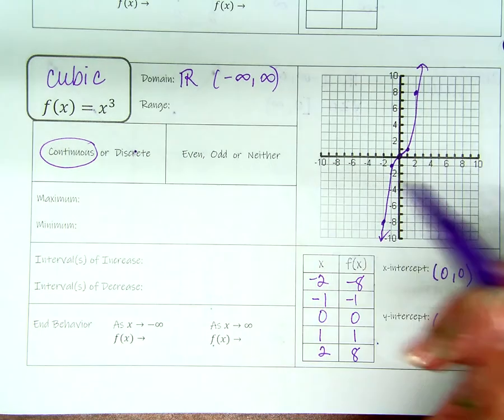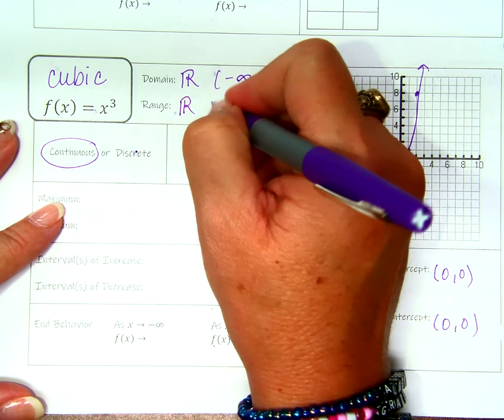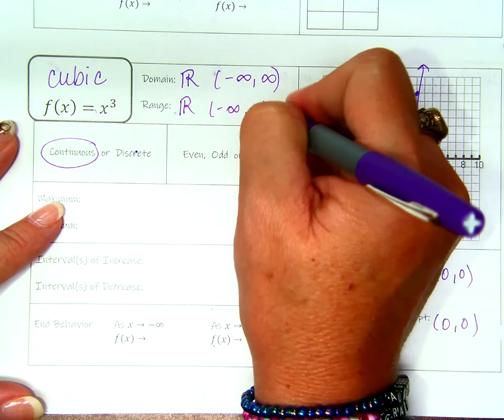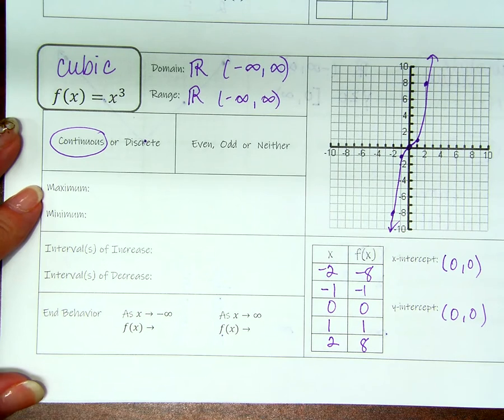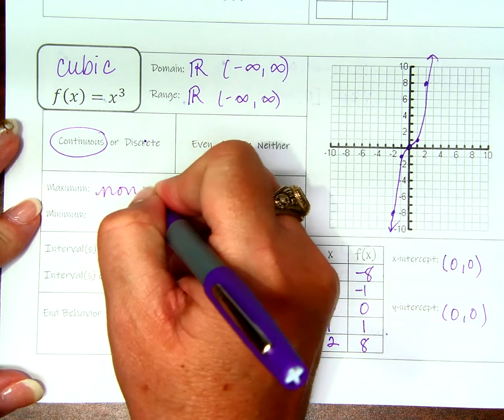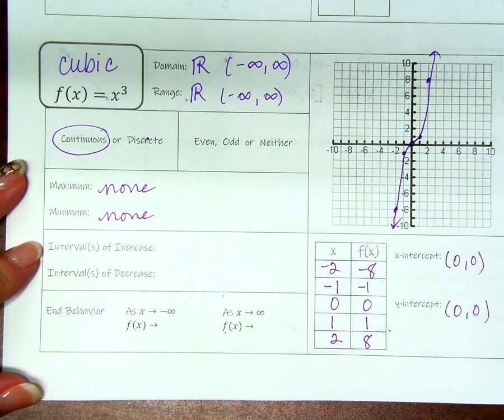Okay. So what about the range? Down to up? Negative to positive, right? Negative infinity to positive infinity. Okay. Maximum point? None. Minimum point? None. Where is it increasing and where is it decreasing from left to right?